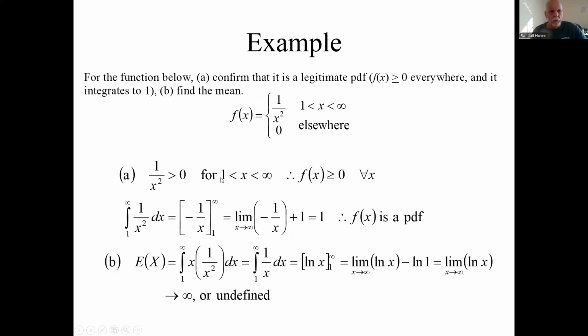One more quick example. Here's the PDF. Confirm it's a legitimate PDF. What that means is the integrand better be greater than or equal to 0 everywhere, and it's got to integrate to 1, and then find the mean. So 1 over x squared is certainly greater than 0 for all x greater than 1. It approaches 0 as x approaches infinity, but it's always greater than 0.